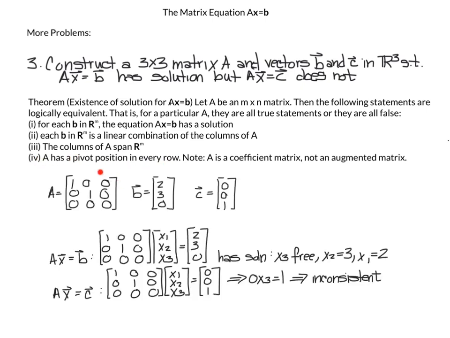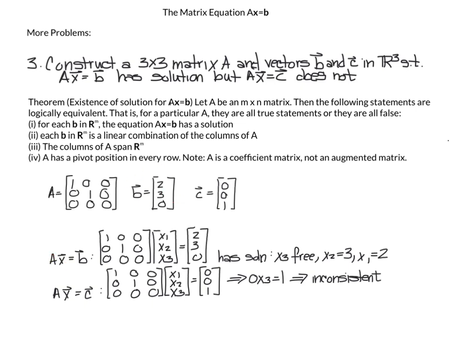So I constructed my A so there's not a pivot position in the last row, and then I constructed B and C. Well, actually, B had to be a certain way, but I constructed C so that there's a 1 in the last row. And then B, I think I just chose small numbers, but let's look at that in a minute. But yeah, I just chose some small numbers.